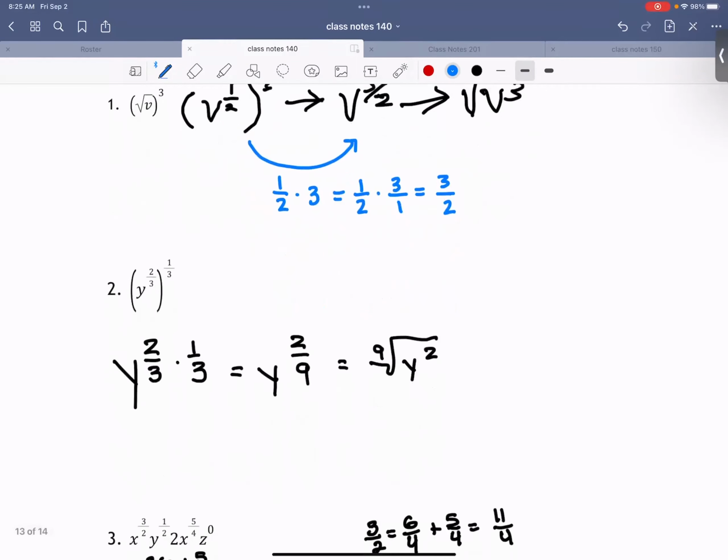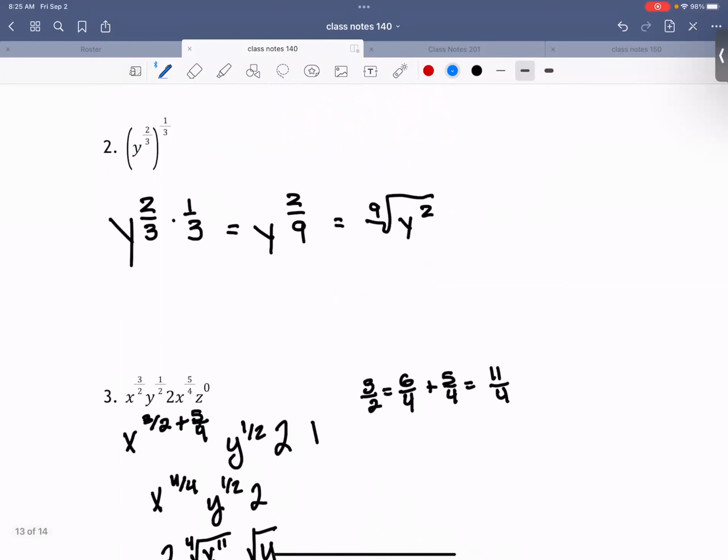Perfect. Number 2, who wrote that one up? Yes, do you want to take us through this one? So for number 2, we have 5 to the 7 and a higher power of 1/3. So you're going to multiply 2/3 by 1/3 to get 2 ninths, and 2 ninths converts to the 9th root of y. Awesome job. Any questions on number 2?